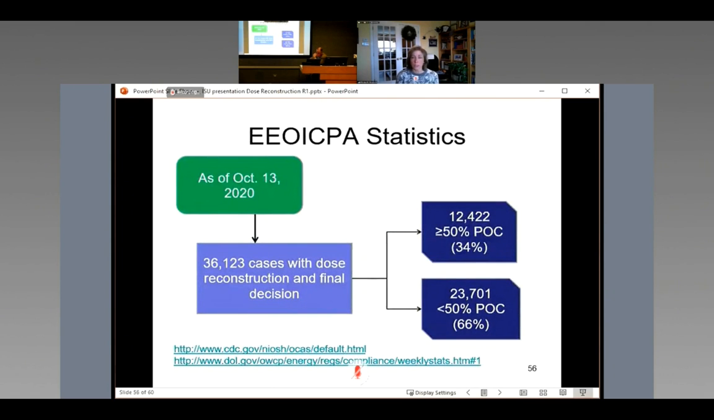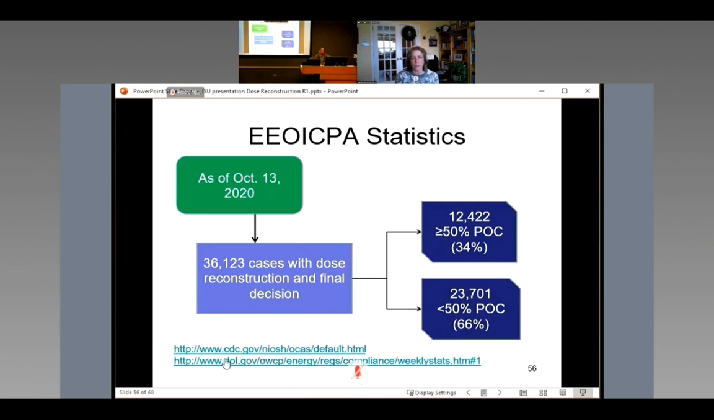So these are the statistics as of about a month ago. This applies just to cases with dose reconstruction. This does not include the SEC cases that are awarded presumptively. So there's been a little over 36,000 cases with dose reconstruction and all the way through final decision. And about a third of them have been compensated. And then the other 2/3 are less than 50%, so they're not compensated.